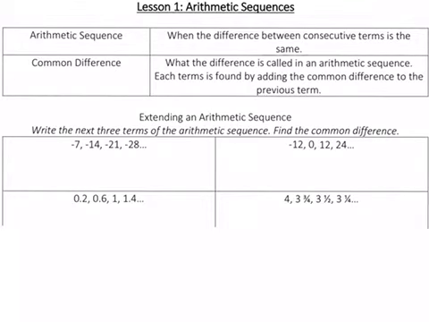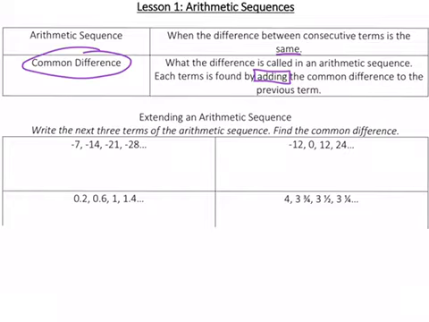Today we're going to learn about arithmetic sequences. An arithmetic sequence is when you have a few numbers where the difference between them is the same. So we're going to have a lot of patterns where we have to continue a pattern. Now, the common difference is very important to us in an arithmetic sequence. It's the difference between the numbers, and it's found by adding the common difference to the previous term. So you're adding. It could be a positive number or a negative number.